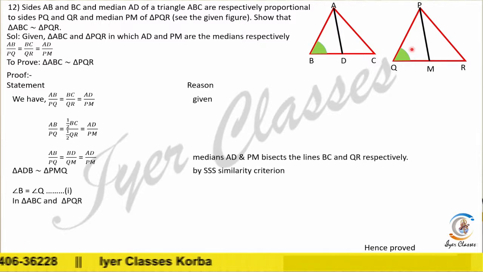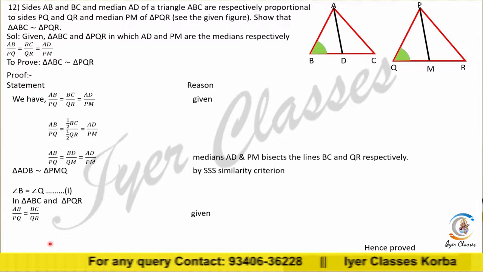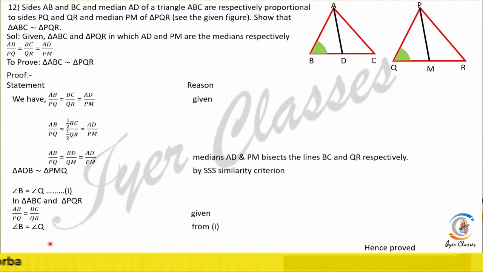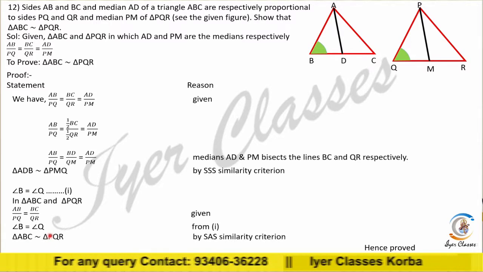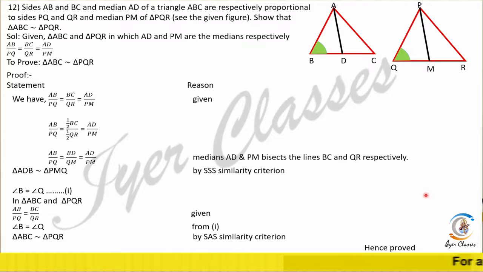Now what you do is consider the whole of triangle ABC and triangle PQR. What you know here is we are given that AB by PQ is equal to BC by QR, and we have just now proved by equation 1 that angle B and angle Q are equal to each other. Therefore, triangle ABC becomes similar to triangle PQR, and that was what we were supposed to prove.